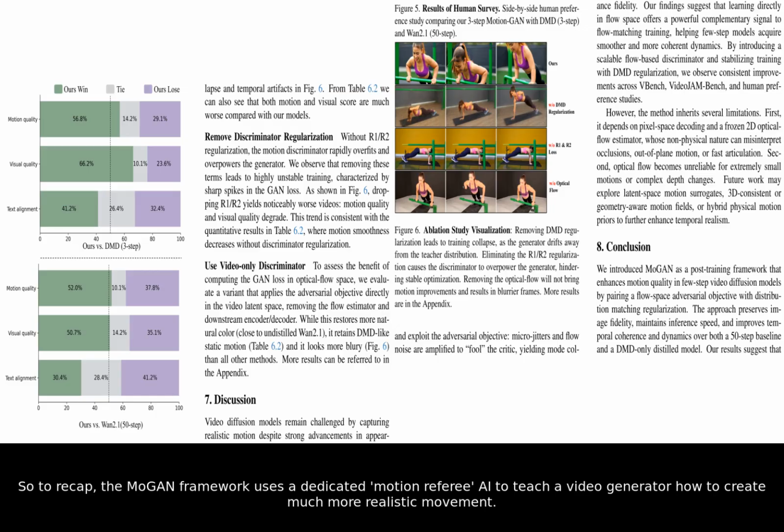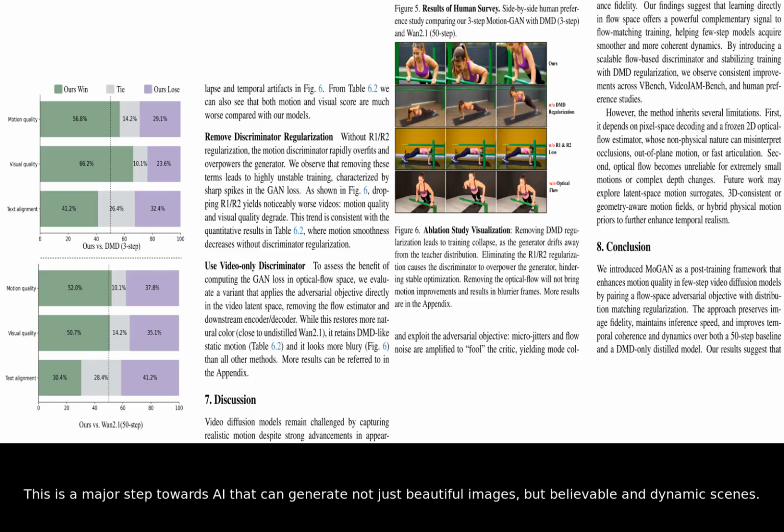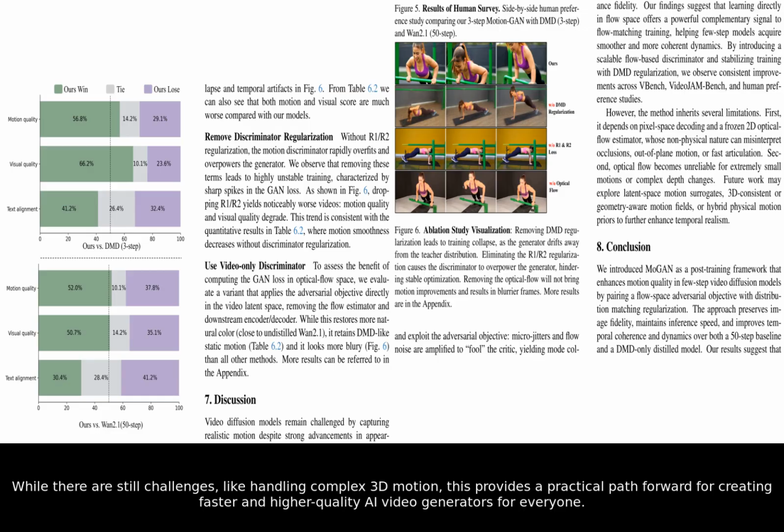So to recap, the MoGAN framework uses a dedicated motion referee AI to teach a video generator how to create much more realistic movement. This approach fixes the unnatural, jerky motion that plagues many current AI models, and it does so without sacrificing generation speed or visual quality. This is a major step towards AI that can generate not just beautiful images, but believable and dynamic scenes. While there are still challenges like handling complex 3D motion, this provides a practical path forward for creating faster and higher quality AI video generators for everyone.